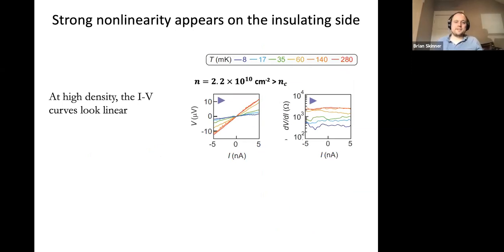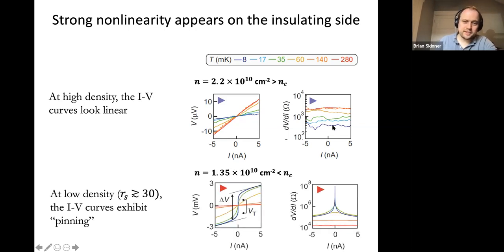The other thing that happens as you cross that critical density, going from the liquid state to the crystal state, is that the IV curve starts to look very nonlinear. In a good conductor, voltage and current have a linear relationship, and that's what you see at large density. You can also take the derivative, and it looks pretty constant. On the other hand, when you go below the critical density, only slightly below, you suddenly see that the IV curve looks very, very nonlinear.